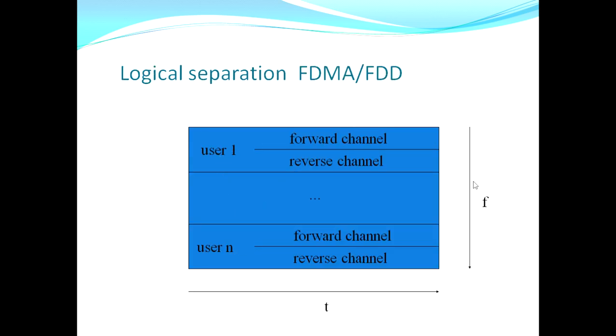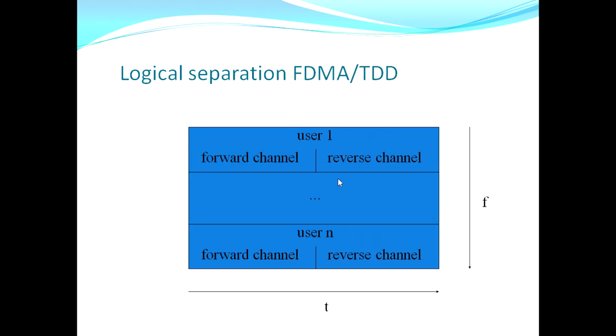Here we have the forward and reverse channels. This is the FDD concept, and here we have user 1 to user n. That is why it is combined together and called FDMA FDD. The available resources, represented by the blue box, are shared by many users, 1 to n. That is why it is called FDMA. For each user we have assigned two channels, one for forward and one for reverse. That is why it is called FDMA with FDD.